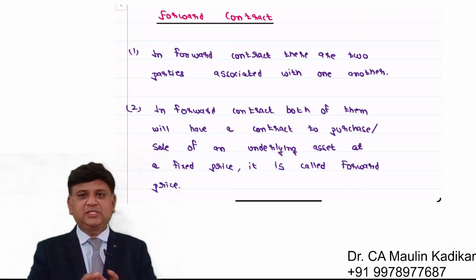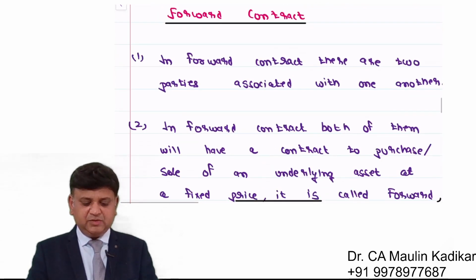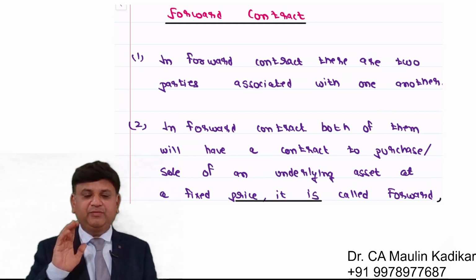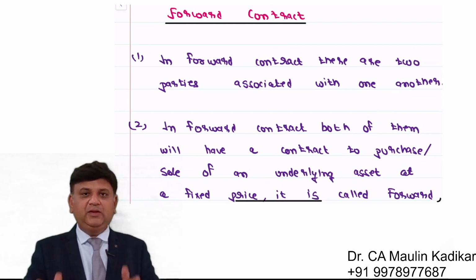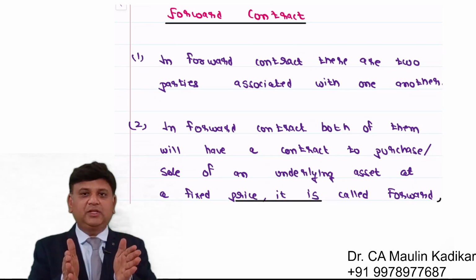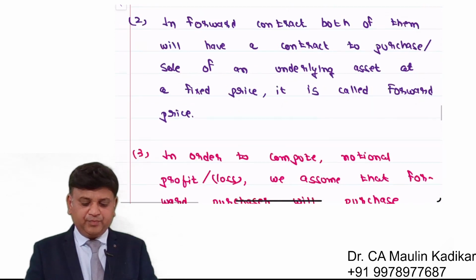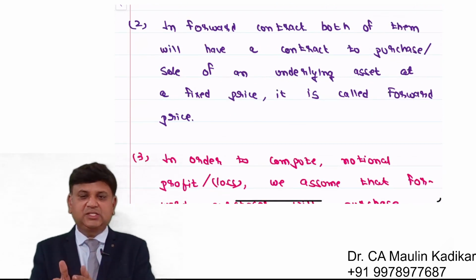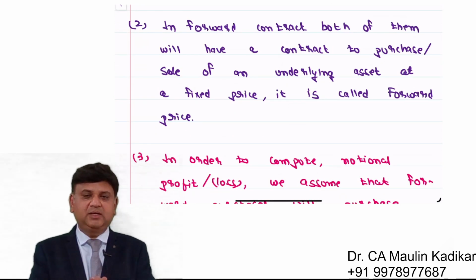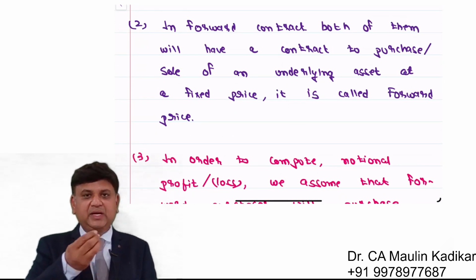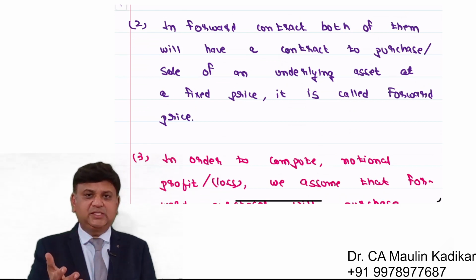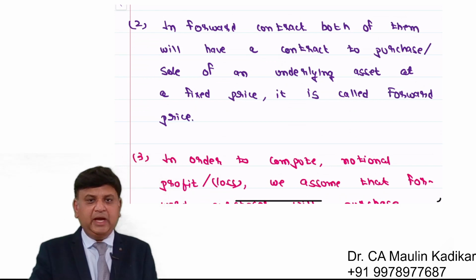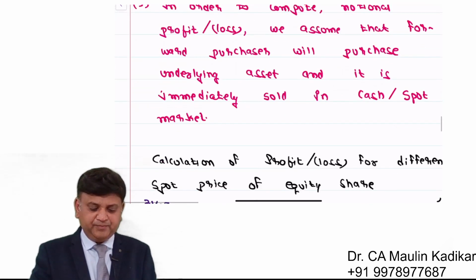Dear students, I am just repeating the explanation with respect to the forward contract. A forward contract is a type of derivative transaction in which there are two parties associated with one another. In a forward contract, both of them have a contract to purchase or sell an underlying asset, that may be a security, a currency, or anything else, at a fixed price and after a fixed time period also. And it is called the forward price.